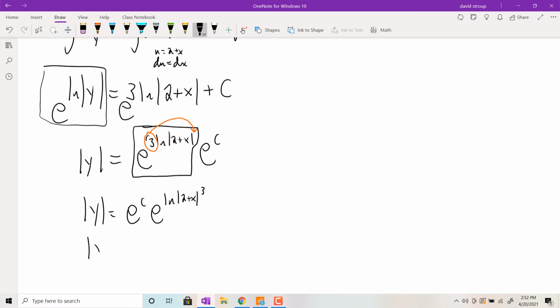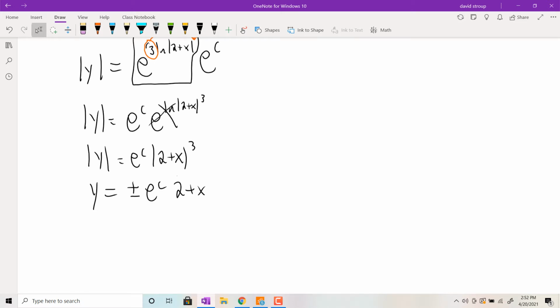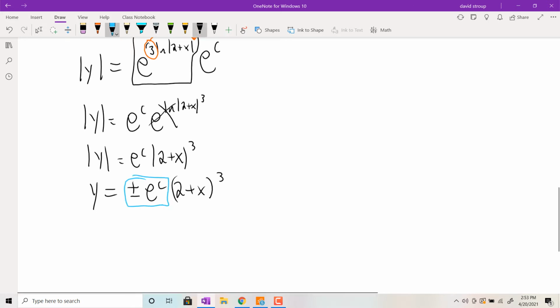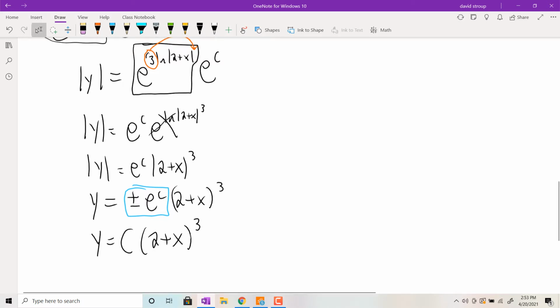So now you can write the absolute value of y equals e to the c, and the e and the ln cancel just like they did up here because they're inverse functions. You end up with the absolute value of 2 plus x, cubed. Then we want to get rid of the absolute values, so you can drop them and replace with a plus or minus. And then you can replace this ugly critter with a general constant, which we'll say depends on the initial conditions. And that turns out to be your answer.